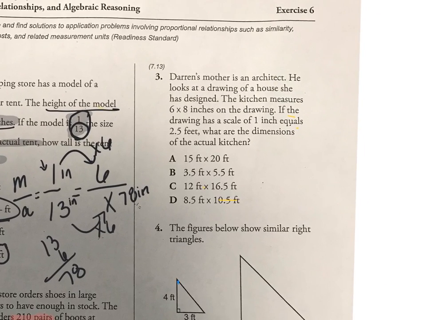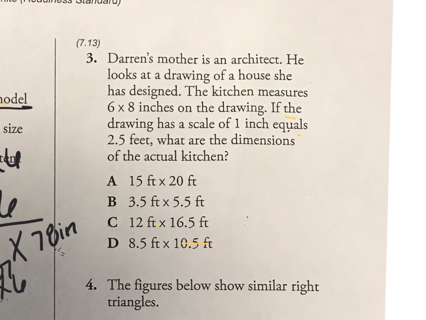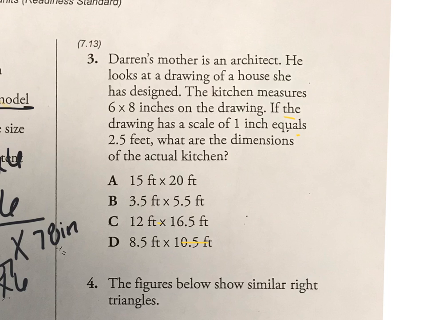Number 3. Now, here is what we've been doing. This one is similar to one that we did on that last pair of papers. It says Darren's mother is an architect. He looks at a drawing of a house she has designed. The kitchen measures 6 by 8 inches on the drawing. If the drawing has a scale of 1 inch equals 2.5 feet, what are the dimensions of the actual kitchen?